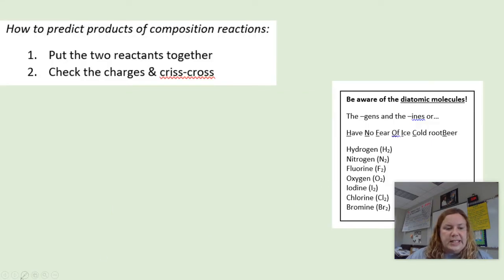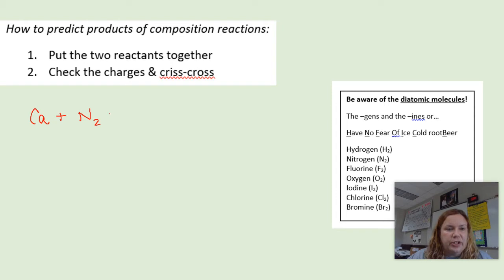So how do we actually predict these products of a composition reaction? Well, we just put the two reactants together. So let's say, for example, I have calcium and I have nitrogen. And first off, I want to think about that nitrogen is actually a gen, so it's going to be a diatomic. So I have the nitrogen. Notice I put a little reminder over here. The gens and the enes are the diatomic molecules, or you can always remember, have no fear of ice cold root beer.